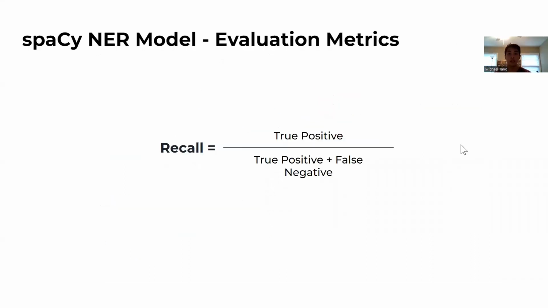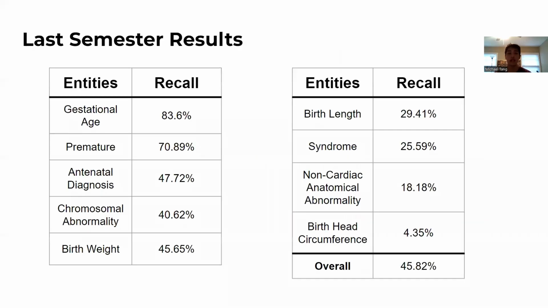We used recall to evaluate the individual PC4 entries, which is a metric that emphasizes accuracy relative to the number of false negatives. For our data, a false negative is an entity in a clinical note that we failed to tag. This is a major issue, which is why we chose this metric. And displayed here are our results from last semester, sorted by descending recall. The overall recall was around 46%.